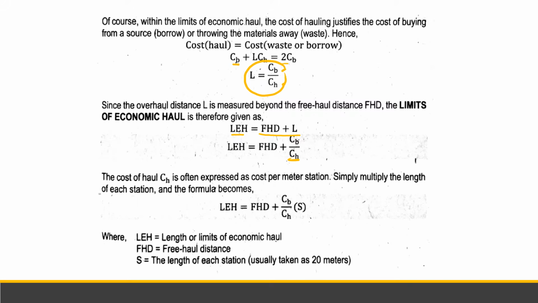The cost of haul, CH, is often expressed as cost per meter station. Simply multiply by the length of each station and the formula becomes like this. So this is now the formula of the limits of economic haul, where LEH is the limits of economic haul, followed by the free haul distance and the length of each station, which is usually in meters, that is 20 meters in metric measurements.